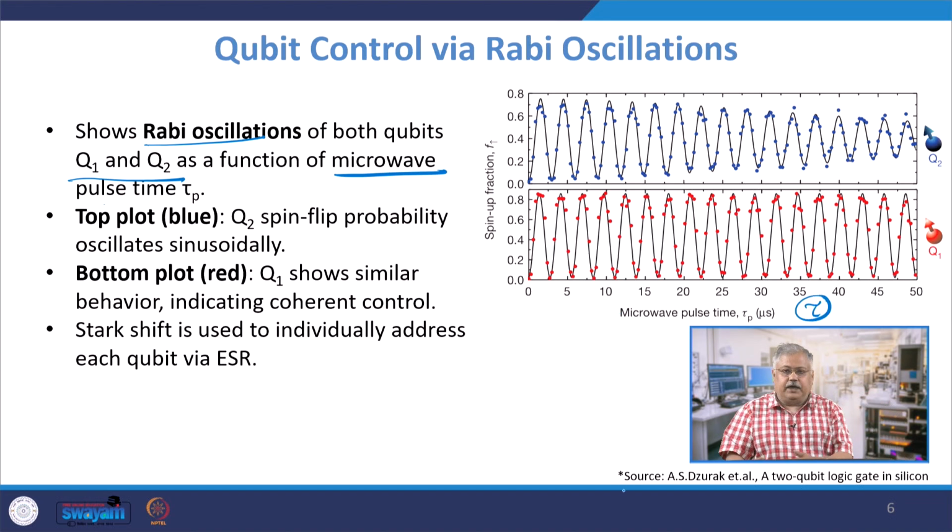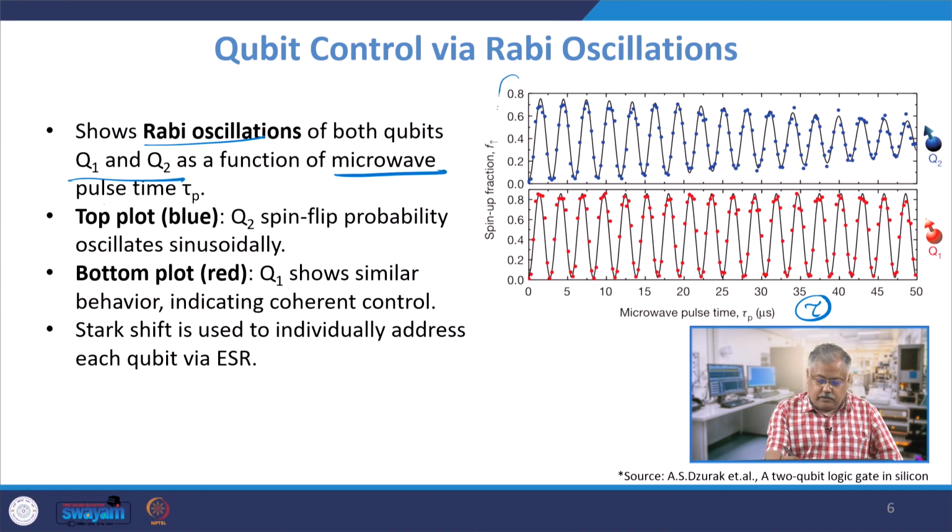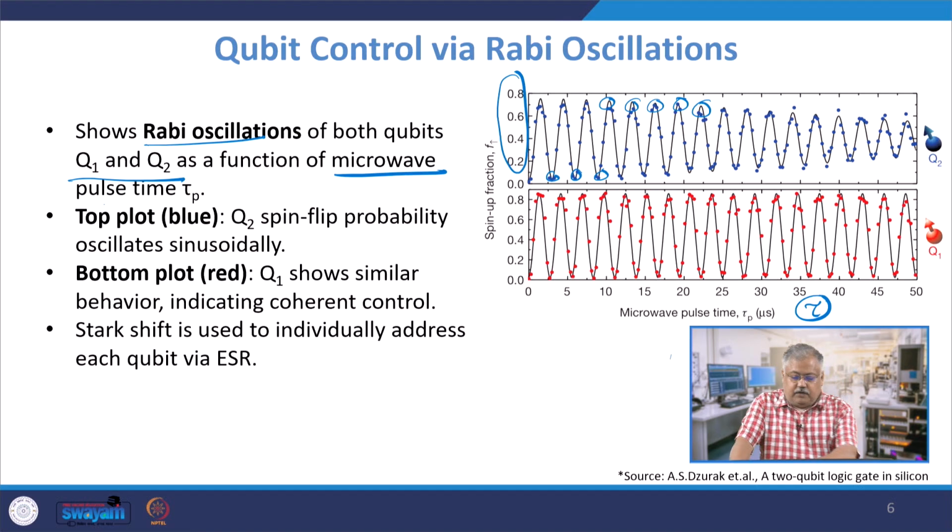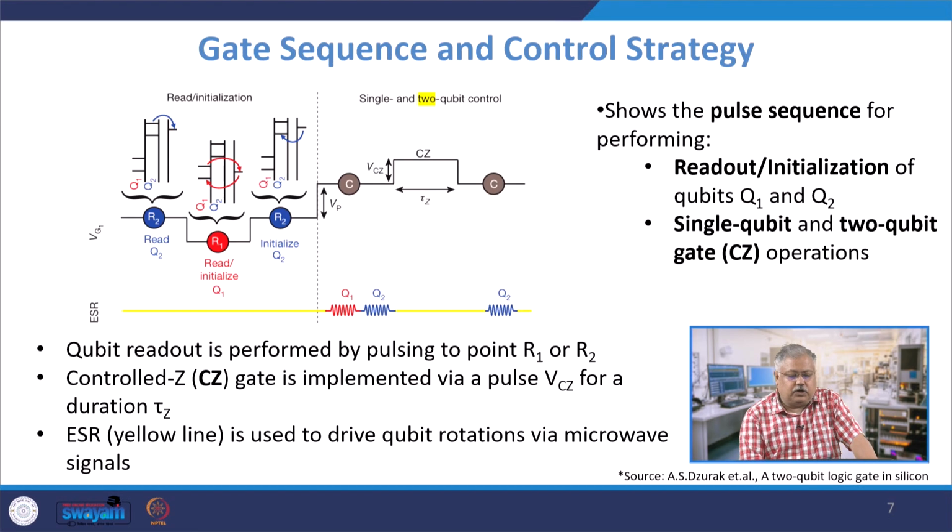As you move from left to right, you are actually increasing the pulse time. The top plot is basically spin flip probability, and this oscillates sinusoidally, which means that there are stable states where your flipping will be almost 0, and there are unstable states where the flipping probability will be relatively high, right. Similarly, Q1 shows similar behavior, and therefore much better control in Q1 is expected and coherent control is there. And the method is known as Stark shift to individually address each qubit via ESR. So this is the technique of qubit control.